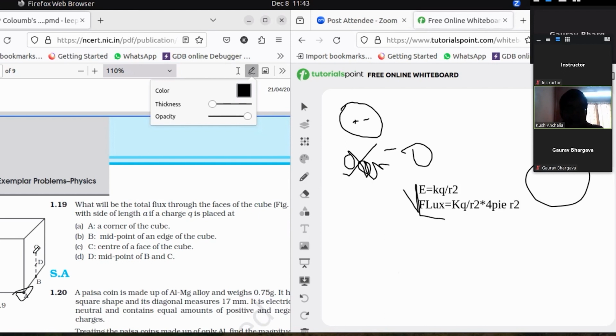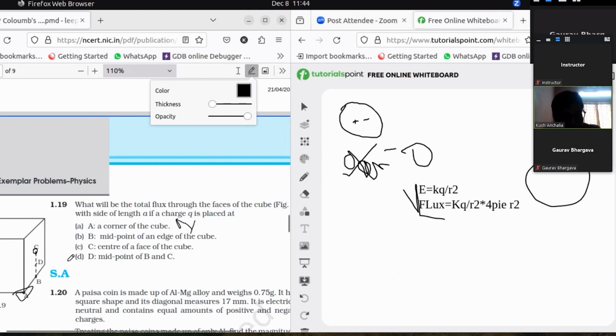What can we say? If we consider a little bit bigger charge, half will be inside, half will be outside. In A, 1/8 will be inside, 1/8 will be outside. So in point A, Q by 8 will be inside, so Q by 8 divided by epsilon.